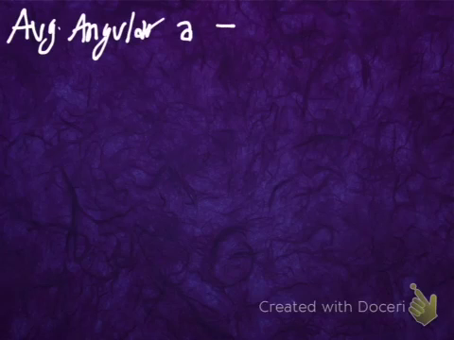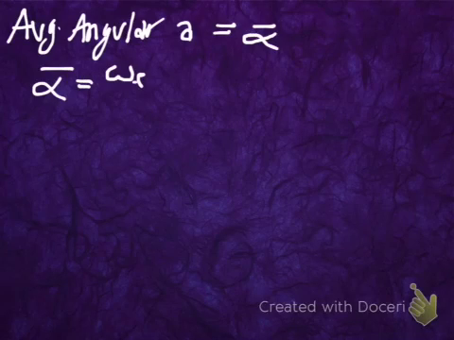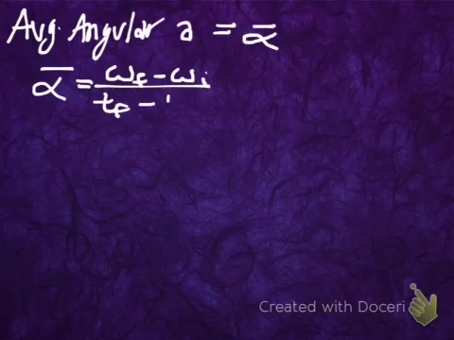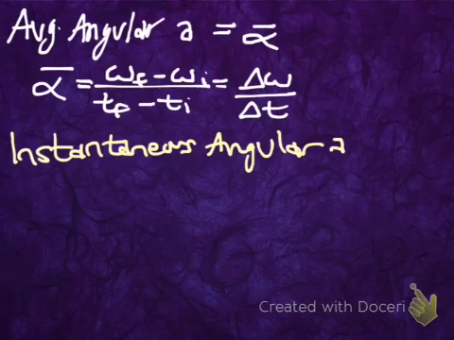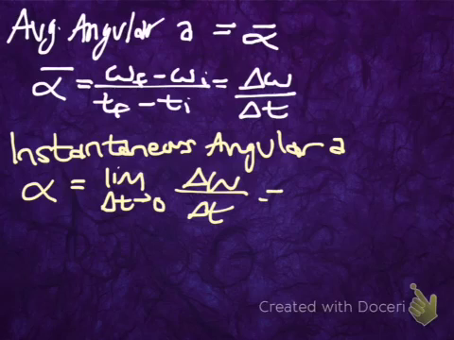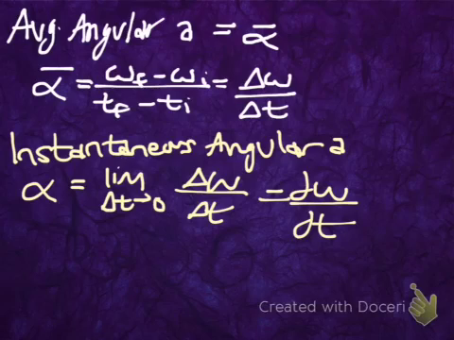Average angular acceleration is average rotational acceleration, or alpha, which is final omega minus initial omega over final time minus initial time, which is delta omega over delta t. Instantaneous angular acceleration is alpha equals the limit as delta t goes to 0 of the change in omega over the change in time, or d omega dt. When rotating about a fixed axis, every particle of a rigid object rotates through the same angle and has the same angular speed and the same angular acceleration.